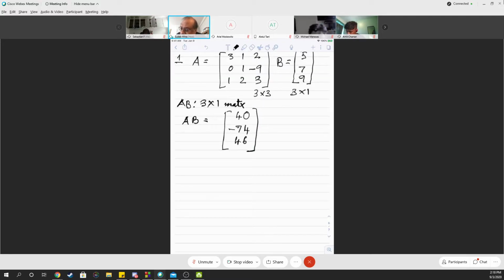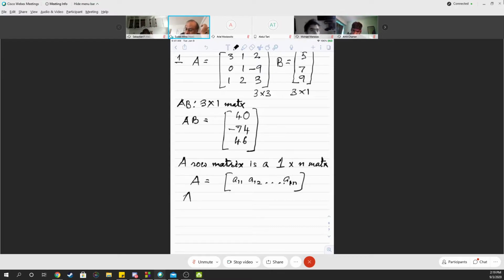Two comments. A row matrix is a 1 by N matrix. It has only one row and N columns. So it's like this.